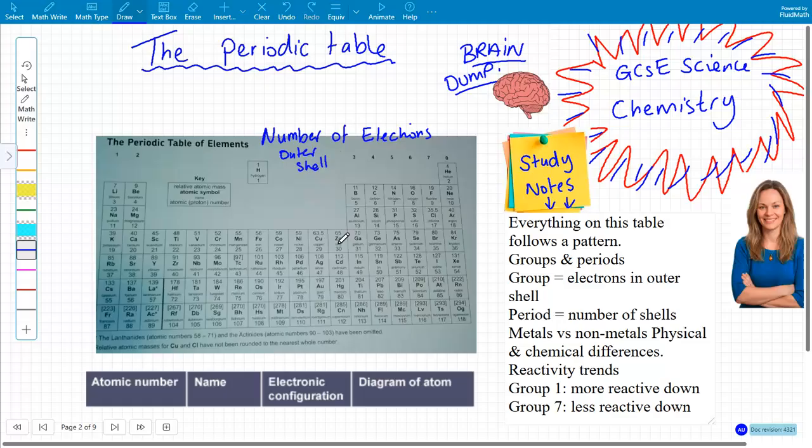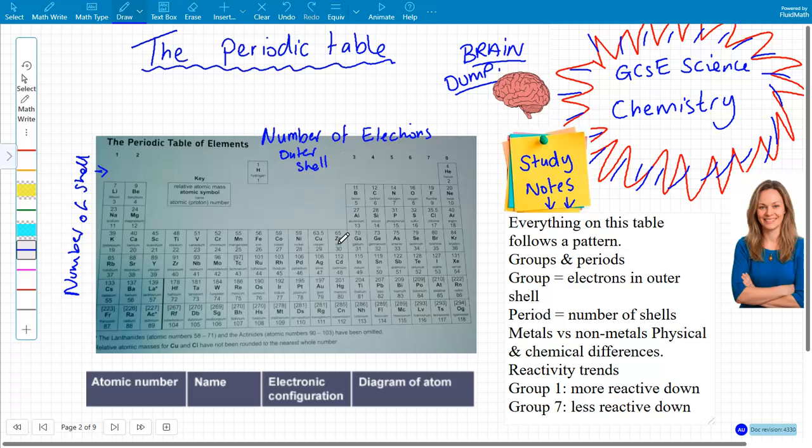The periods, which are the rows over here, so at the side you're going to write the number of shells. So the periods tell you how many shells the atom has. Starting from the very top row, which has hydrogen and helium, they have one shell. Then it goes down from there. Starting with lithium and going across, that's 2 shells, 3 shells, 4 shells, and so on. If you don't know what I mean by shell, I'll talk about that in a little while.